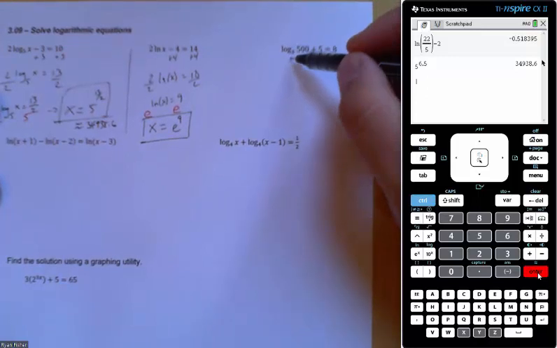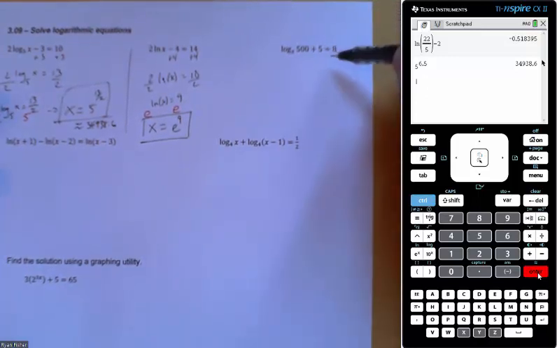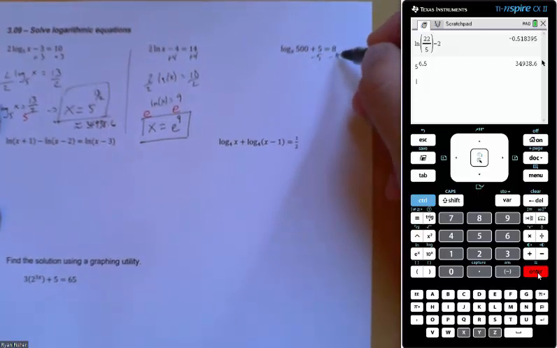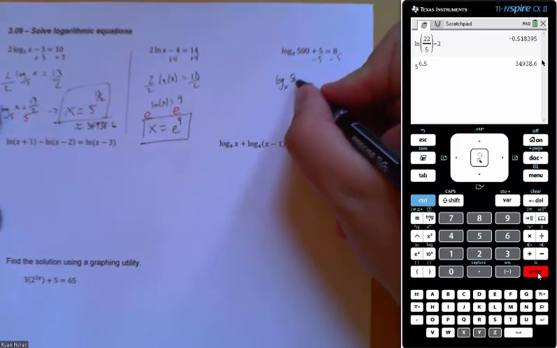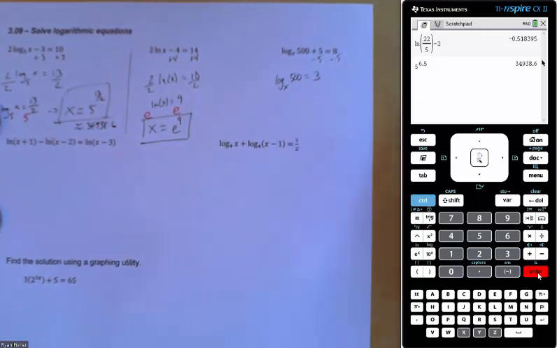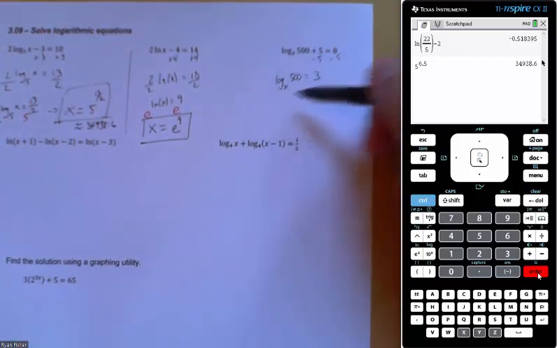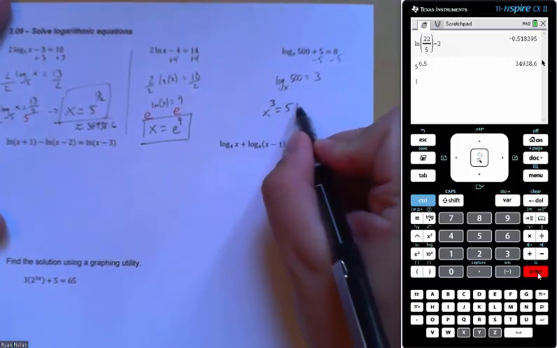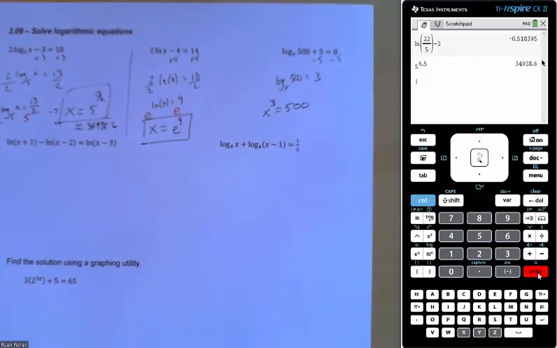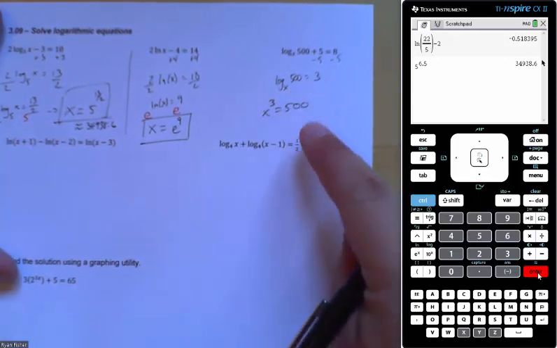Log base x of 500, plus 5, equals 8. Well, what is this? How about I subtract 5 to start? Log base of some unknown base x of 500 is equal to 3. If I wrote this in exponential form, that would be like saying x to the 3rd power is 500. And when I'm in exponential form, it's clear what to do here.